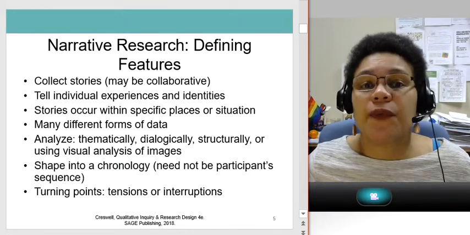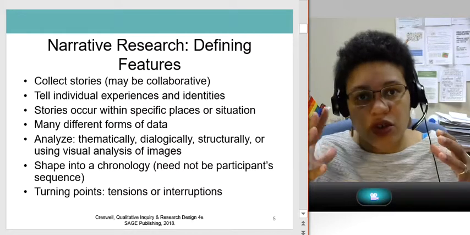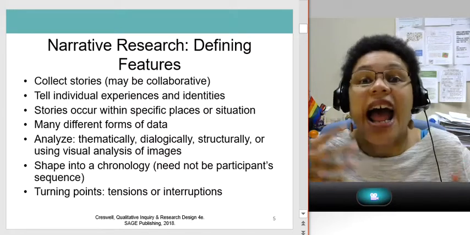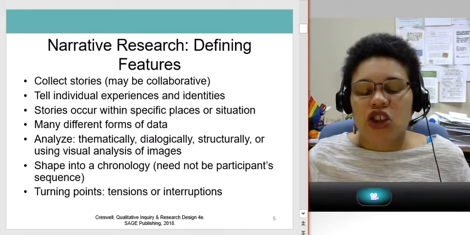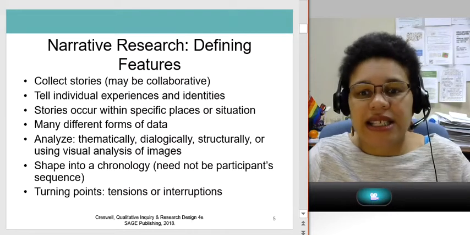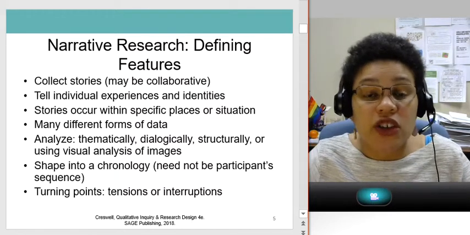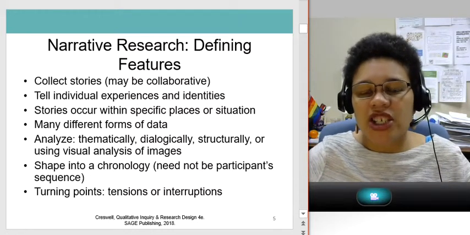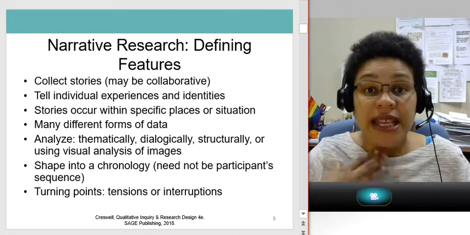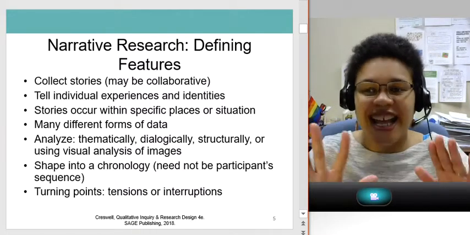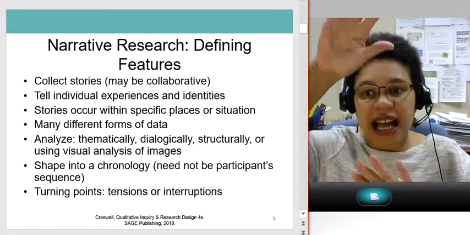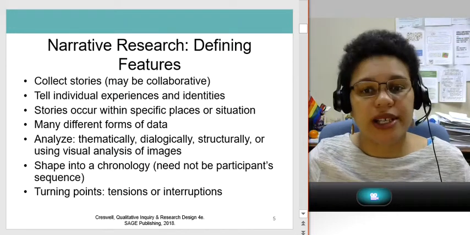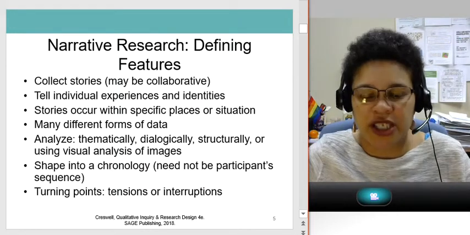You might have many different forms of data that you reference in order to have a more coherent and complete picture of what happened in the person's life. You might analyze it thematically, dialogically, structurally, or even using a visual analysis of images. And basically, you want to shape into some kind of chronology. And this may not be how it was told to you, but it's how you, as the researcher, decide to construct a chronology. And there may be turning points, there may be tensions, there may be interruptions, that kind of thing.